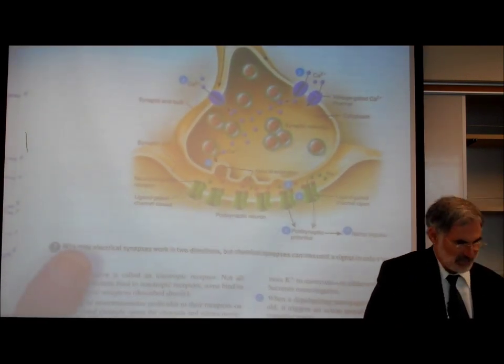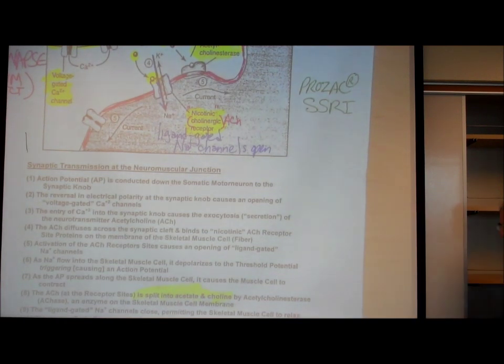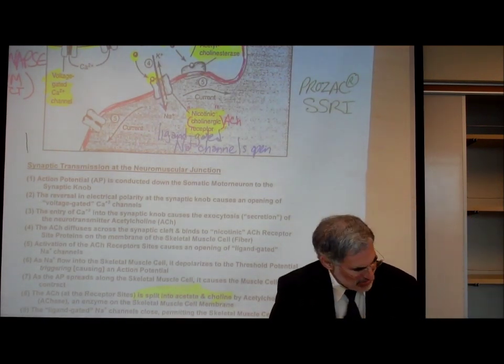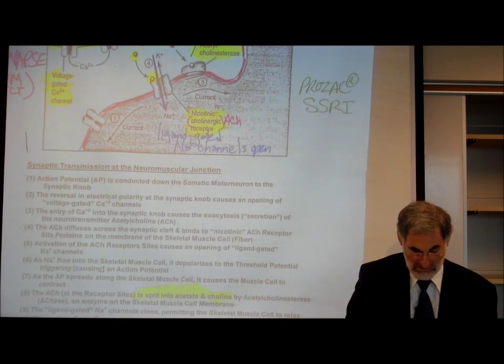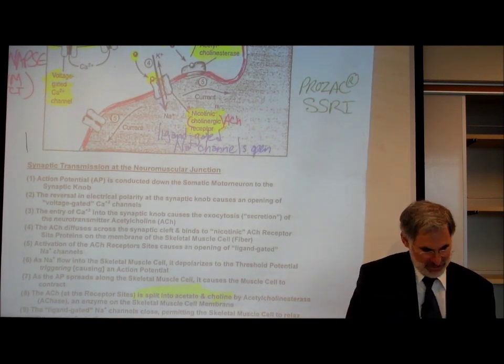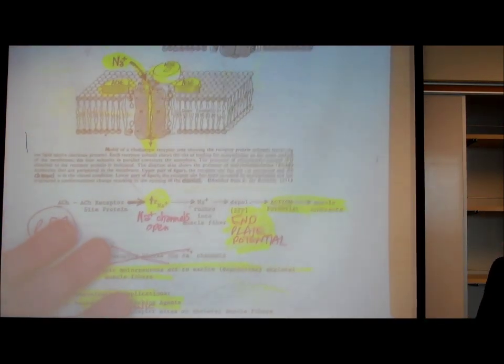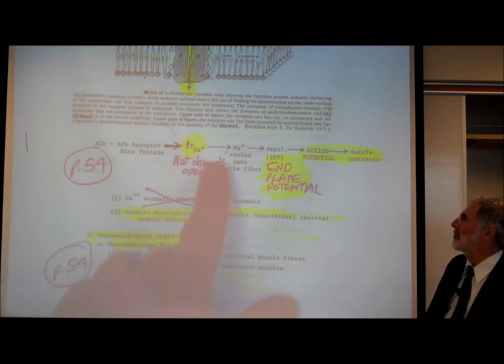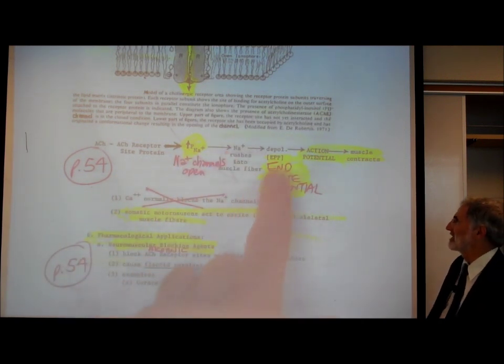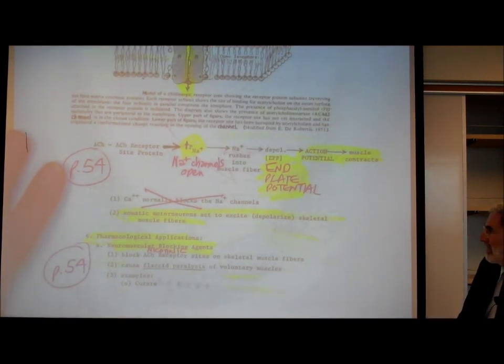All right, page 442. Now I have talked about the synaptic transmission, so hopefully everybody understands this. Let's summarize it one more time on page 54. We looked at this earlier. We said that the acetylcholine binds to the receptor sites, opening up sodium channels. The sodium goes in, it causes depolarization, leads to an action potential, which causes the muscle to contract.